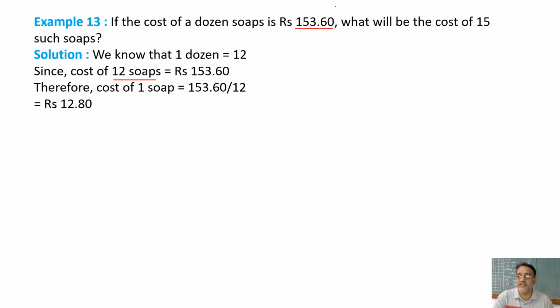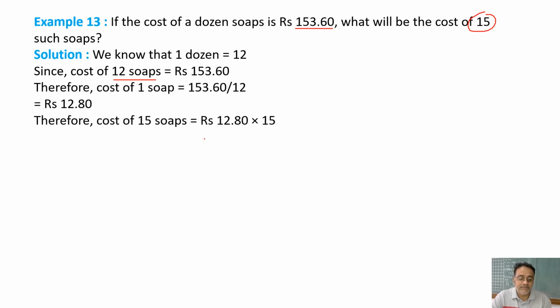Now we have to find the value of 15 such soaps. So 1 value is given, the value of 1 unit, and many units' value we have to find. So we have to multiply or divide? Multiply. Very good. So we have to multiply with 12.80. Okay? So 192. Yes, rupees 192. So therefore the cost of 15 soaps is rupees 192.